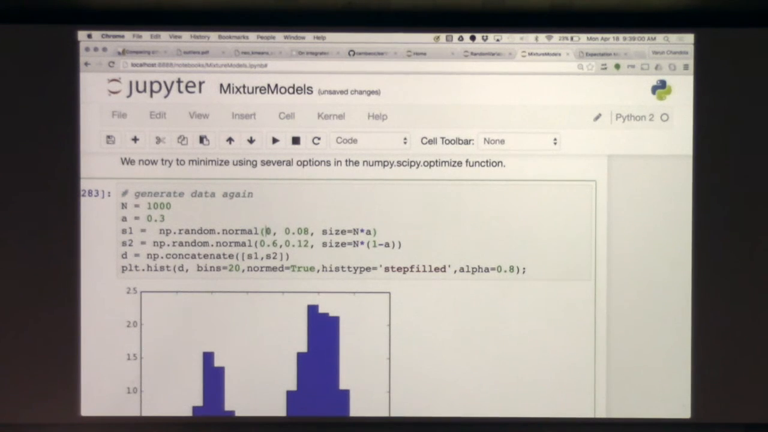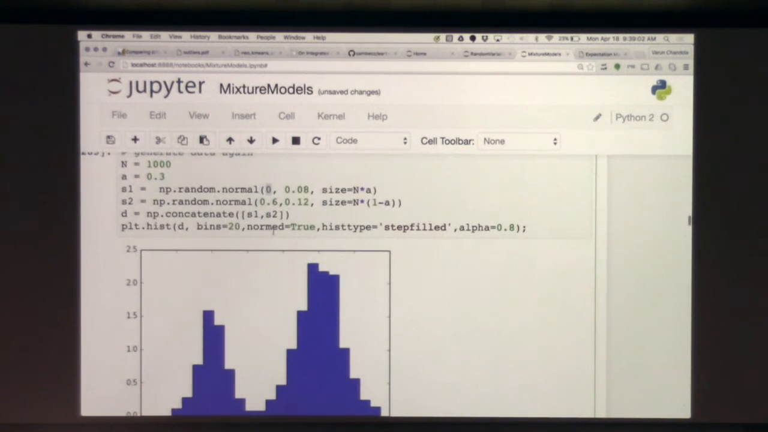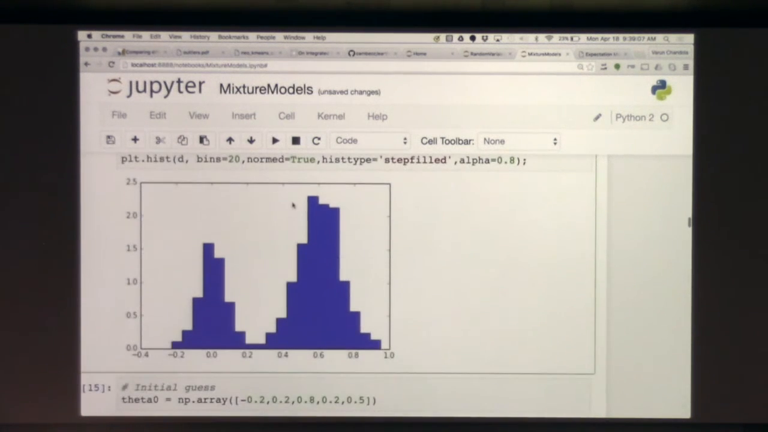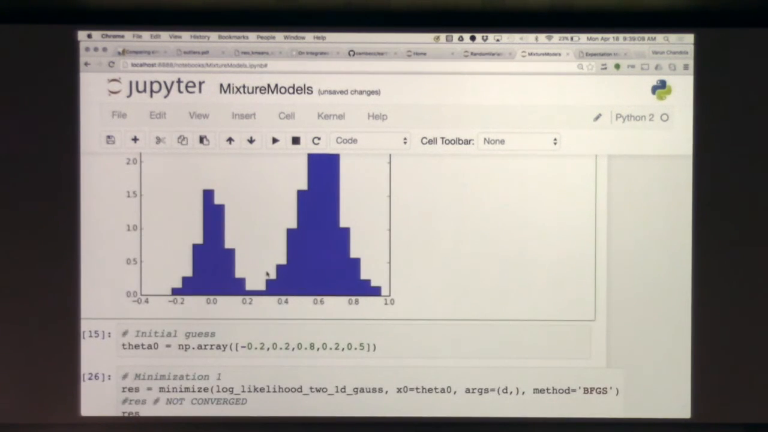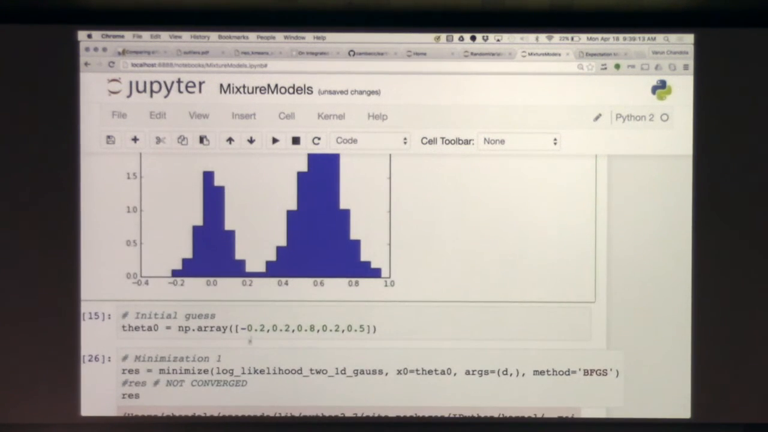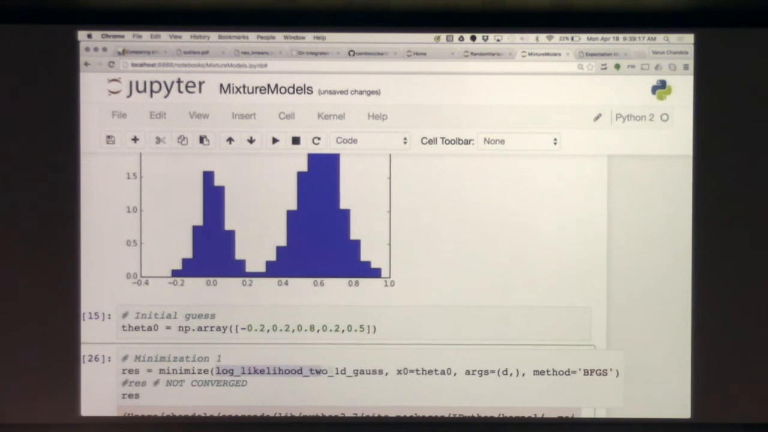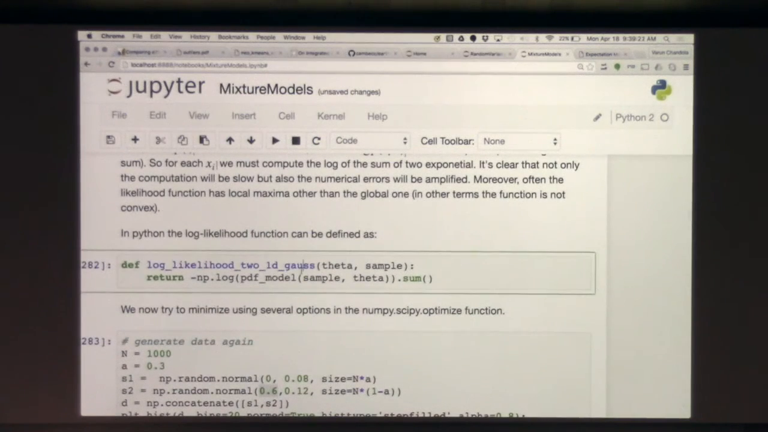So for component 1, the mean is 0 and the sigma is this. Component 2, mean is this, sigma is this. So I got the data, and now I want to find these parameters back. So what I can do is use scipy.minimize. I can write my log likelihood, which is a function. So here is the log likelihood function.